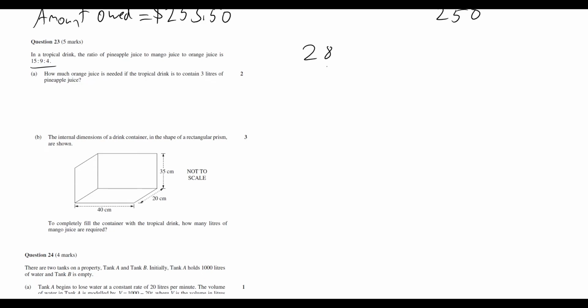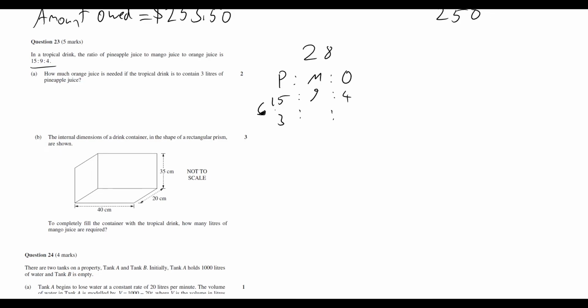All right, so I'm going to write this out a little bit simpler. We have P to M to O, so pineapple to mango to orange. We know it's in the ratio of 15 to 9 to 4, so I'm going to write that out underneath. Lastly, we know that the new tropical drink that we'll be making has 3 liters of pineapple juice. That means now we have a ratio of 3 to something to something. We don't know these numbers, and that's what we want to figure out. We want to figure out the orange juice. So we want to figure out by what factor this number has changed. We've gone from 15 to 3.